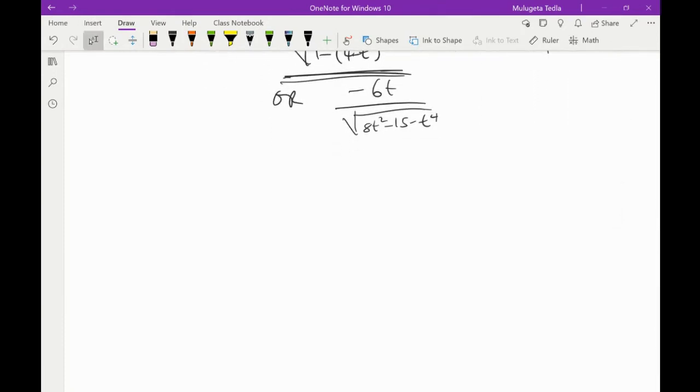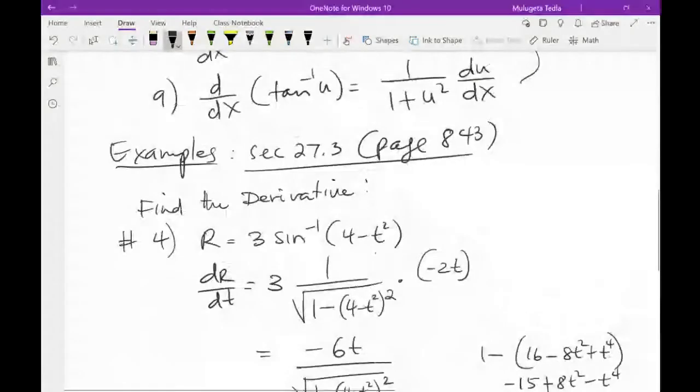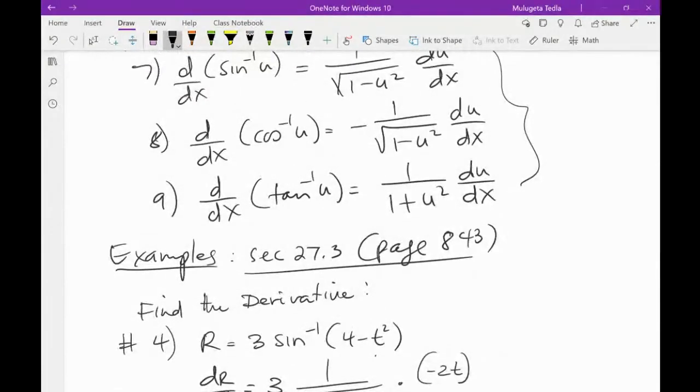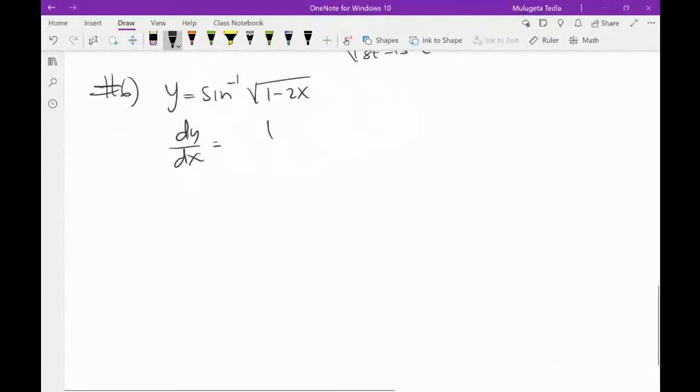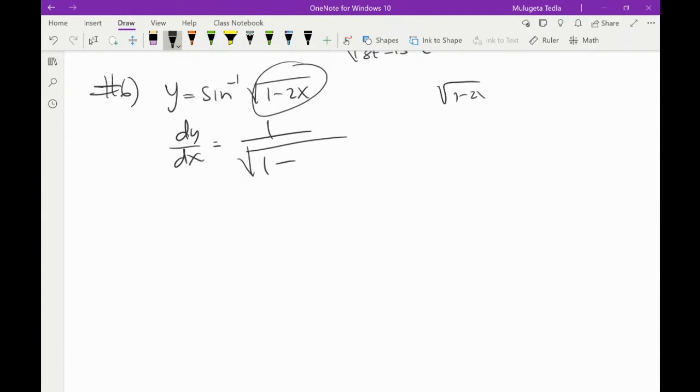Okay, next question is number 6. y equal to sine inverse of root of 1 minus 2x. What is dy by dx? Well, what is the sine inverse formula? It's 1 over root of 1 minus u squared. What is u squared? Root of 1 minus 2x squared is simply 1 minus 2x.